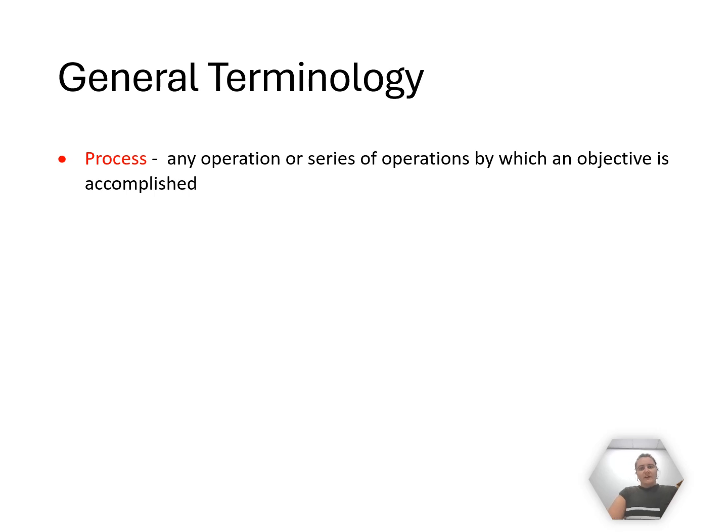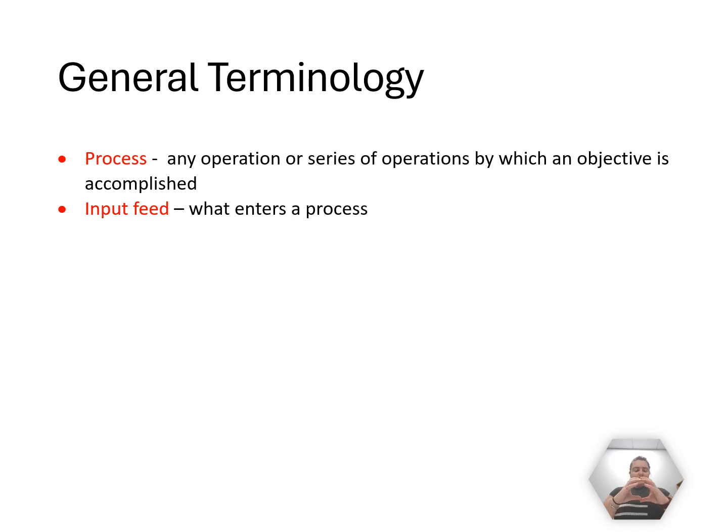So the first thing we're going to define is a process. It's any operation or series of operations by which an objective is accomplished. So it's a series of steps, it can be a series of reactors, it can be a series of modules, but the process encompasses the entire system. Next, we have what's called an input feed, and for our purposes in this class, inputs are things that go into reactors or go into the process itself.